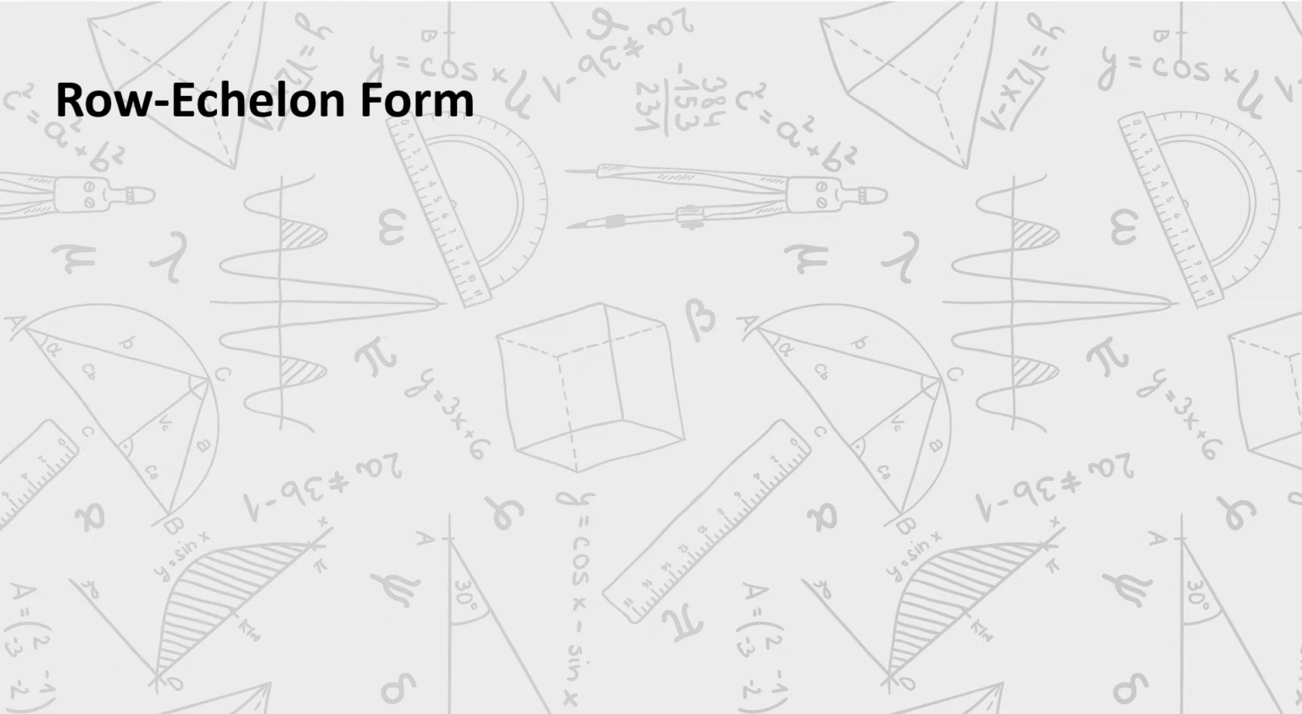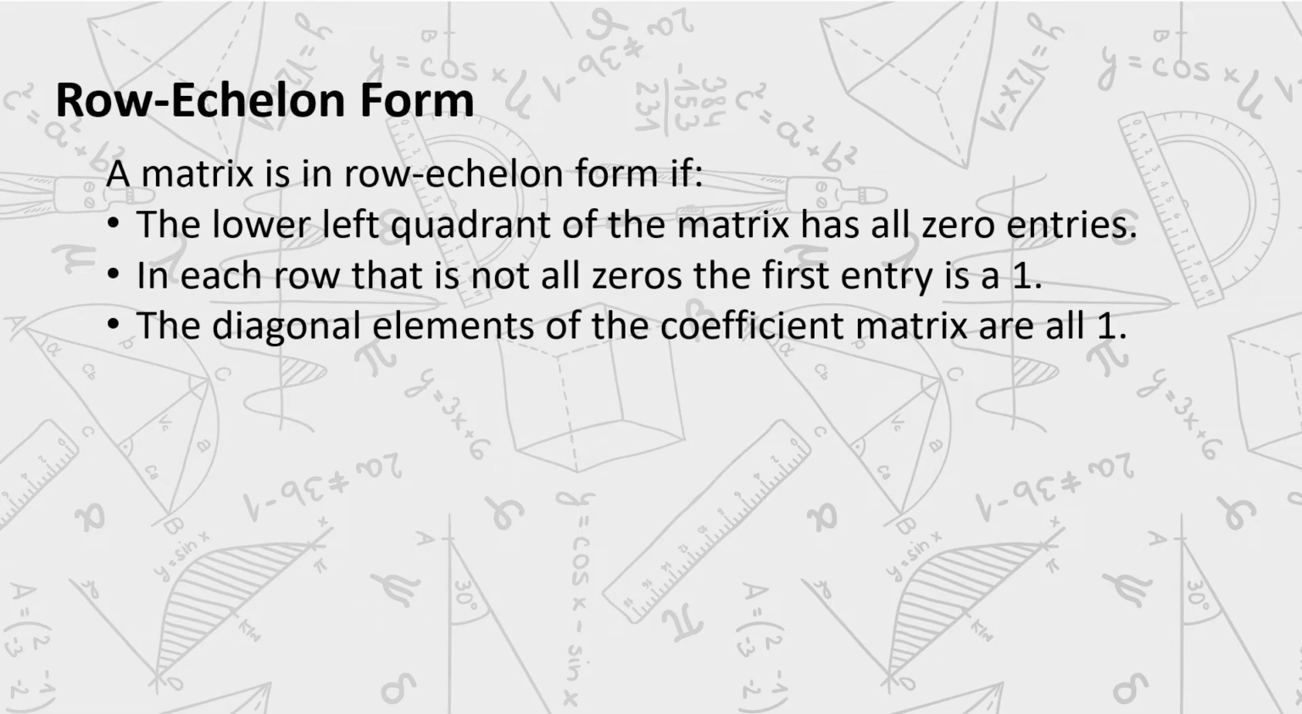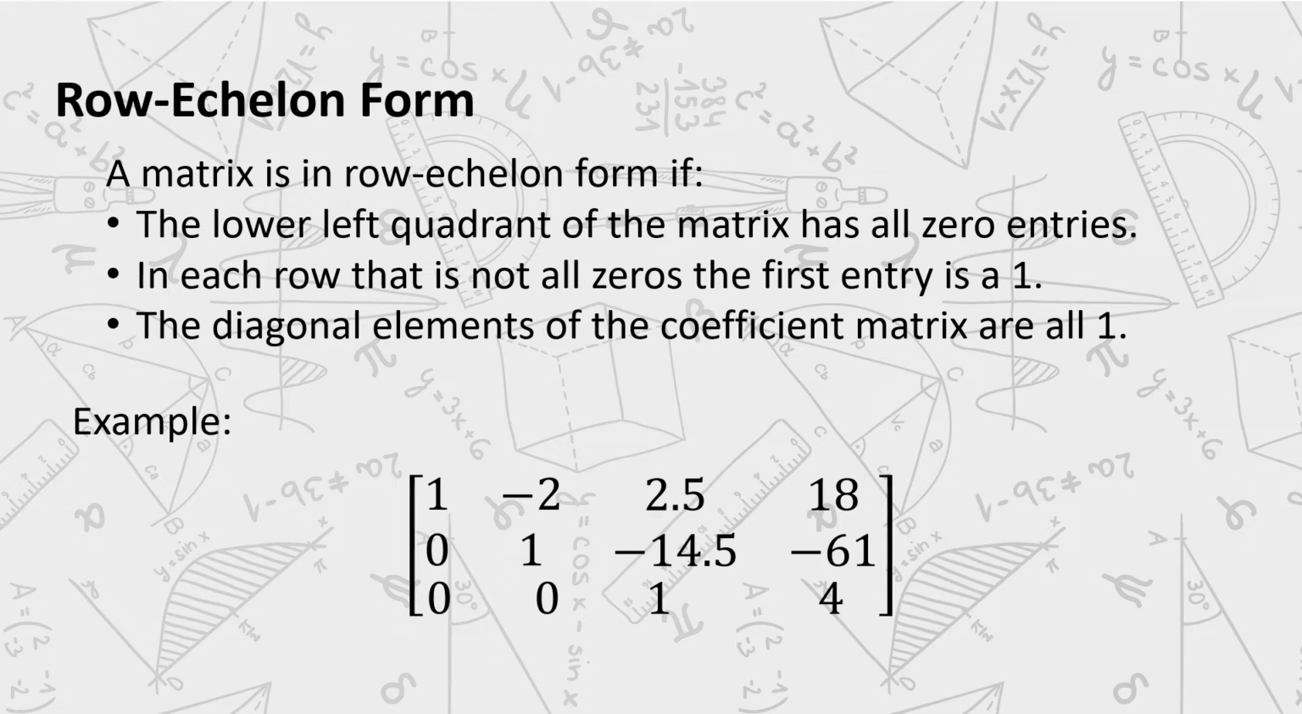The row echelon form. A matrix is in row echelon form if the lower left quadrant of the matrix has all zero entries. In each row that is not all zeros, the first entry is a 1. The diagonal elements of the coefficient matrix are all 1. Let us have an example. The matrix 1, negative 2, 2.5, 18, 0, 1, negative 14.5, negative 61, 0, 0, 1, 4 is an example of a matrix in row echelon form.